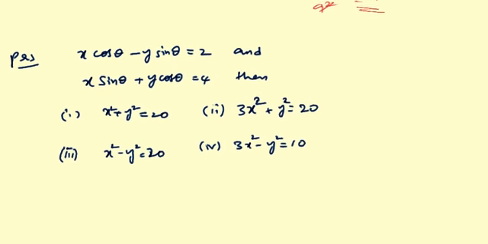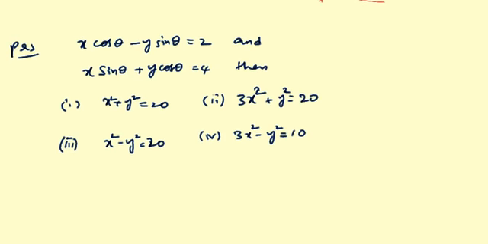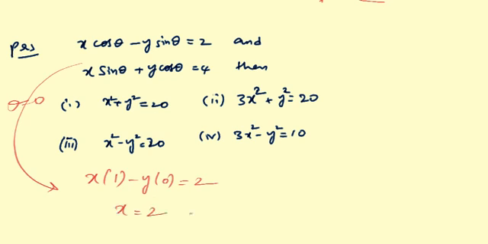So what is given here? x cos theta minus y sin theta is equal to 2, and x sin theta plus y cos theta is equal to 4. If you want to solve this kind of problem, as I said, when it is given in terms of sin and cos, directly go for theta equal to 0 degrees. Cos 0 is nothing but 1, minus y into sin 0, which is 0, equals 2. So x into 1 is x, so x will become 2.